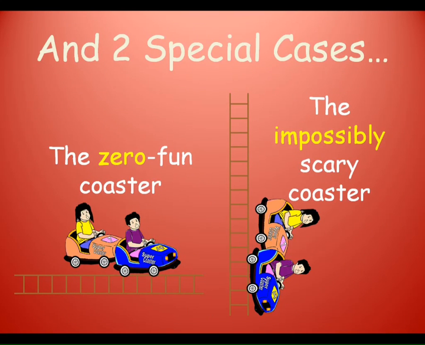And then we have two special cases. We have what we call the zero fun coaster, which is a flat surface or straight surface. We'll see why it's zero in just a second. And then we have the impossible one that's straight vertical. Couldn't go vertical because these people would fall out. So you have the vertical one and the horizontal one.